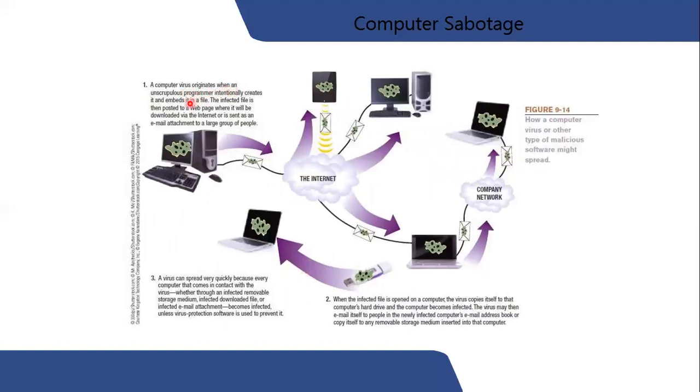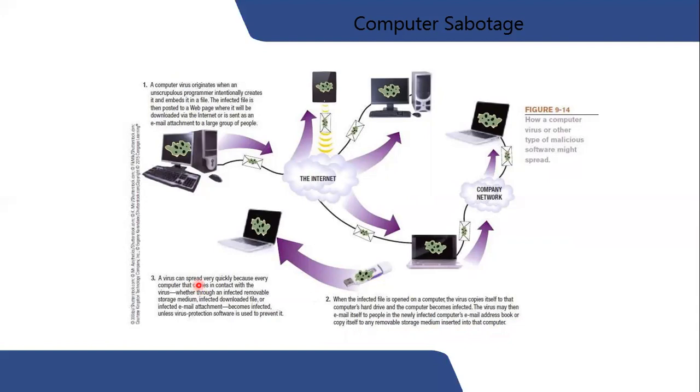A computer virus originates when an unscrupulous programmer intentionally creates it and embeds it in a file. The infected file is then posted to a web page where it will be downloaded via the internet, or is sent as an email attachment to a large group of people on the internet. When the infected file is opened on a computer, the virus copies itself to that computer's hard drive and the computer becomes infected. The virus may then email itself to people in the newly infected computer's email address book or copy itself to any removable storage medium inserted into that computer.